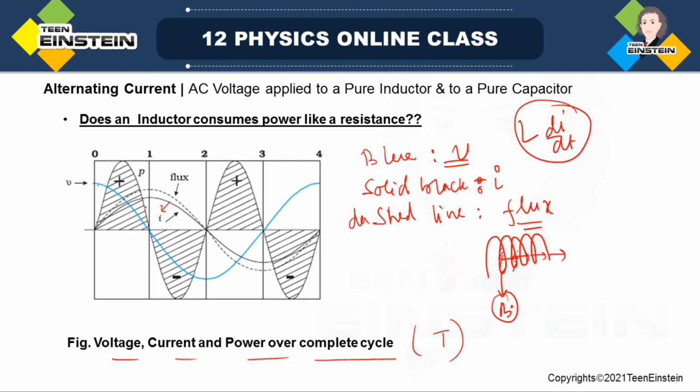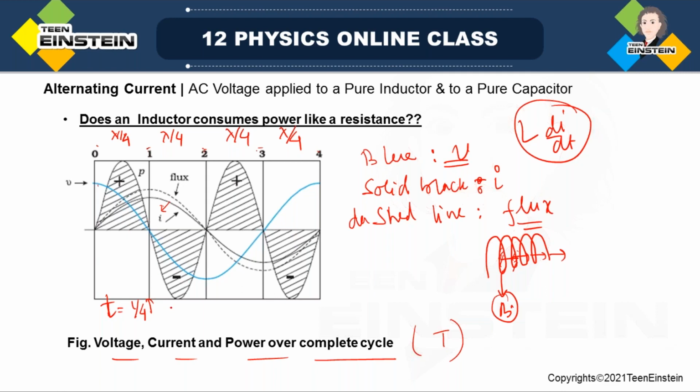So you can see here, we'll be analyzing part by part. We'll first take 0 to 1, then 1 to 2, 2 to 3, 3 to 4. So these are each one quarter: this is lambda by 4, this is another lambda by 4, another lambda by 4, and then another lambda by 4. So this will give you the full wavelength. Or if I say in terms of time period, this part 0 to 1 is one fourth of the time period.